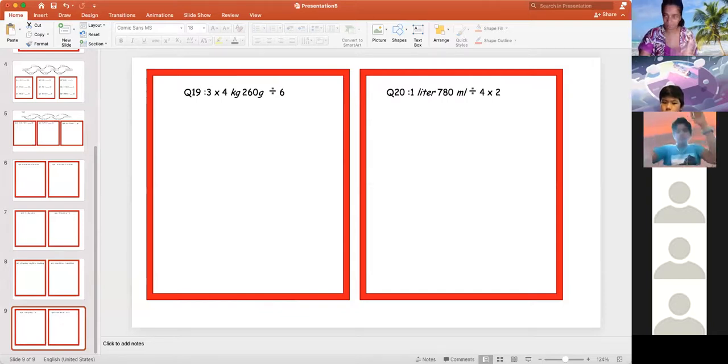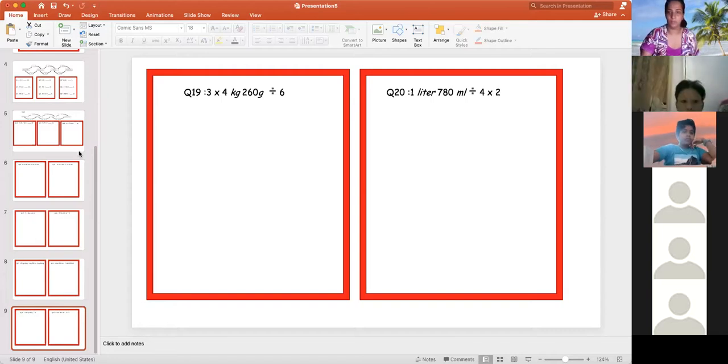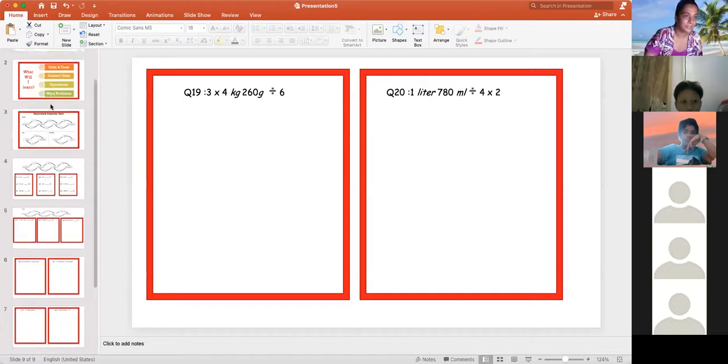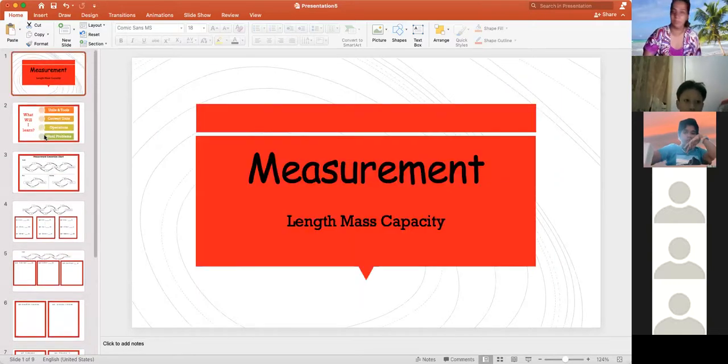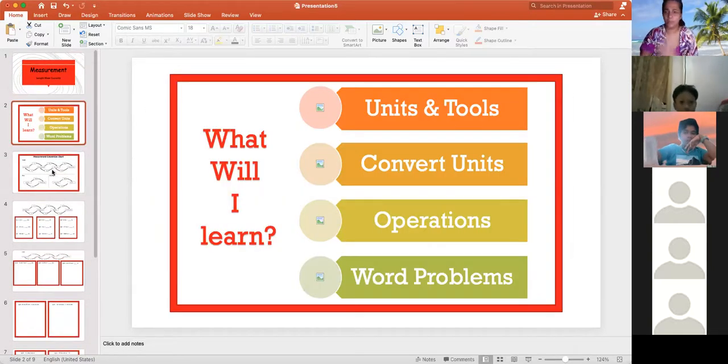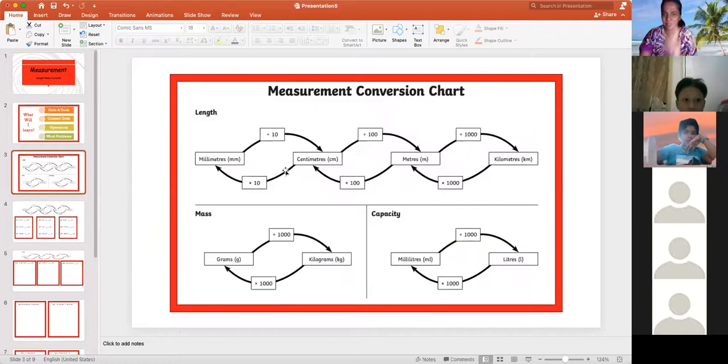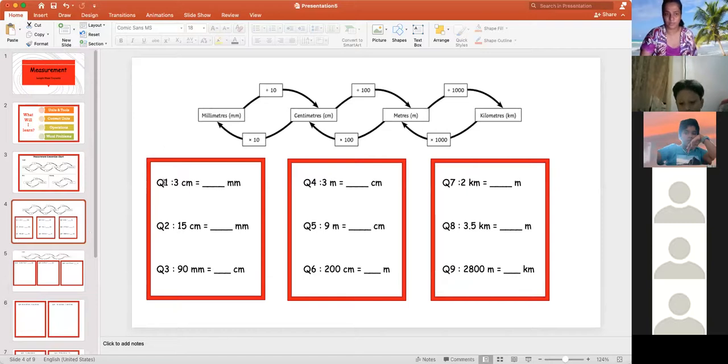The chart, you must draw it out. Do all from the first slide. You see here, the first slide is this one. Measurement, you don't need to do anything. This is what you're going to learn. The third slide is this chart. You start here. You must draw out this on an A4 paper. This is what you start. Question 1. You see here? Question 1.